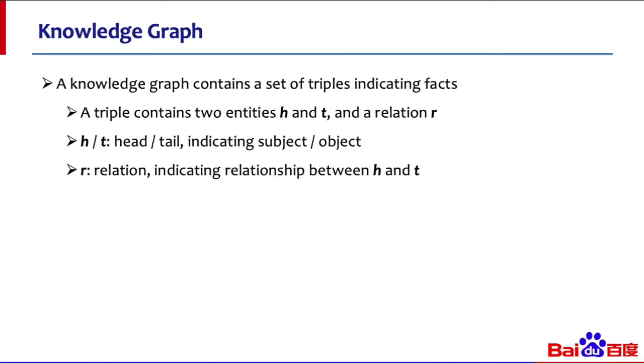Knowledge graph is a graphic knowledge representation method. A knowledge graph contains a set of triples, where each triple indicates a simple fact. A triple contains a head entity, a tail entity, and a relation connecting them. The relation indicates the relationship between the two entities.